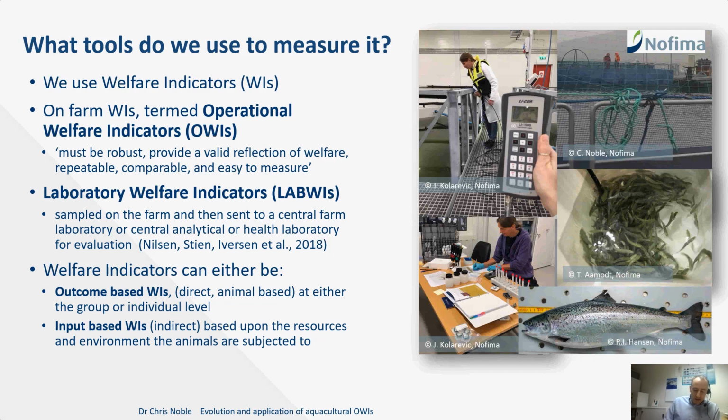And then you can also break down welfare indicators into outcome-based indicators, so they're direct animal-based, and these can be applied at the individual level or at the group level, and also input-based, indirect indicators. So they're based upon the resources and the environment that the animals are subjected to.